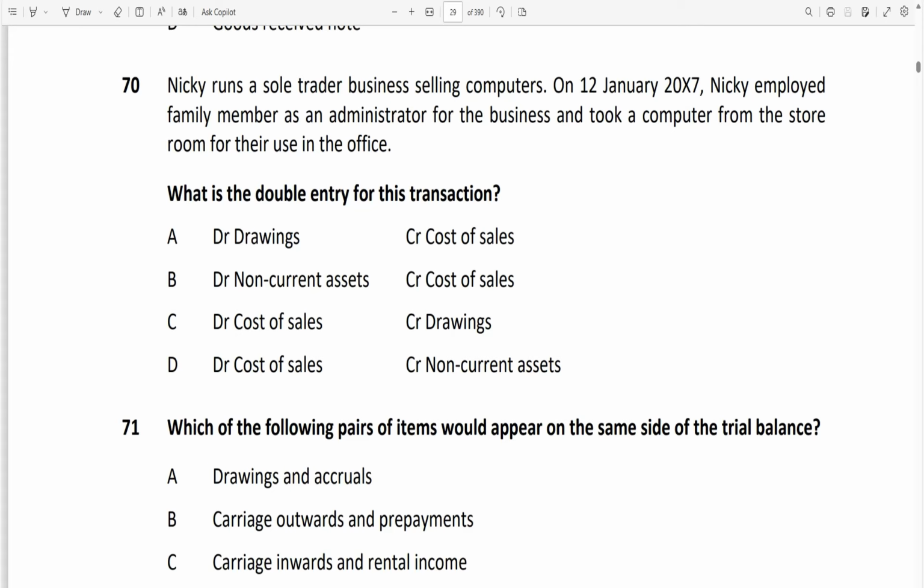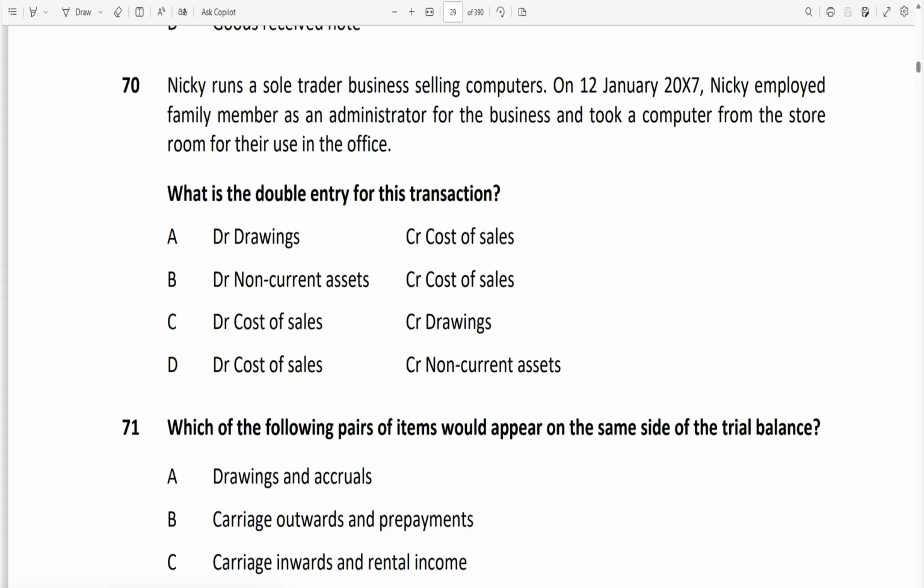Nikki runs a sole trader business selling computers. On 12 January 20x7, Nikki employed a family member as an administrator for the business and took a computer from the store room for their use in the office. So the first option is debit drawings, credit cost of sales. Second is debit non-current assets, credit cost of sales. C is debit cost of sales, credit drawings. And D is debit cost of sales, credit non-current assets.